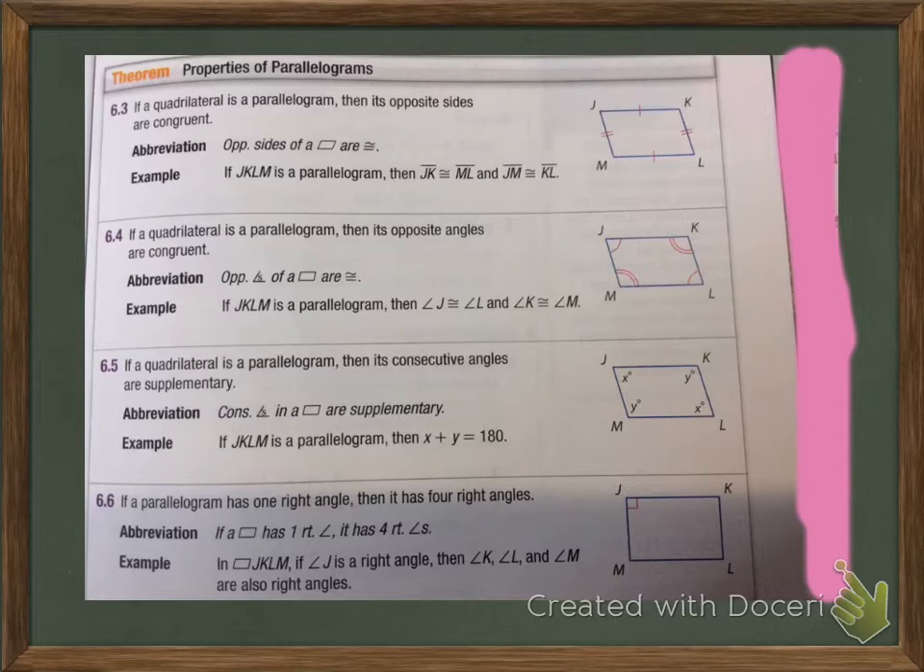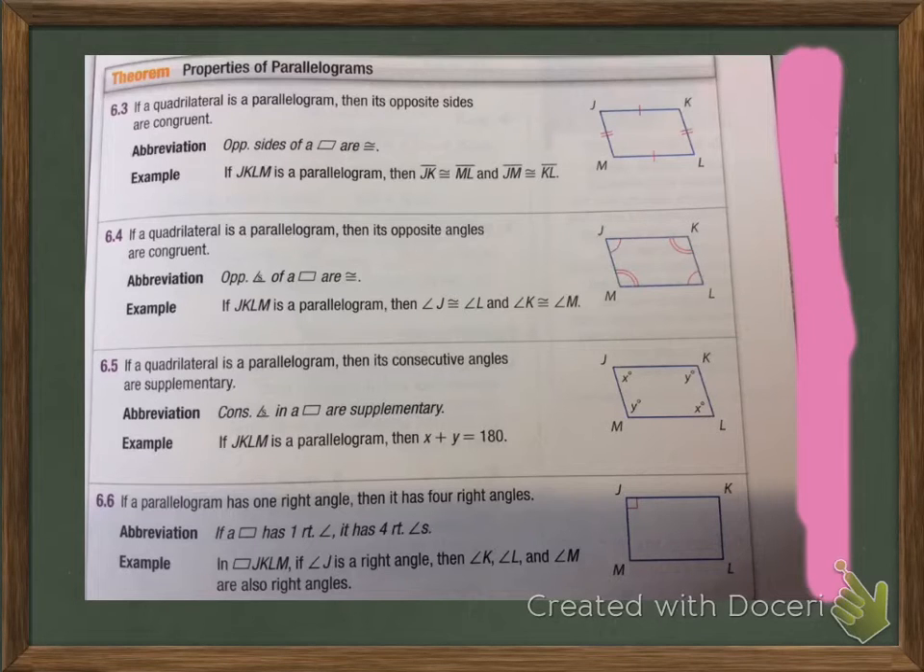Another property of a parallelogram is that its opposite angles are congruent. And again, they've labeled the angles. And the third property of a parallelogram is that its consecutive angles are supplementary. So those are the angles labeled with X and Y. Those are next to each other. If you would add those up, those would be equal to 180.